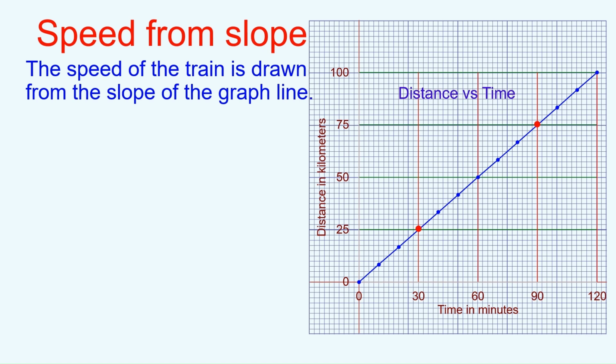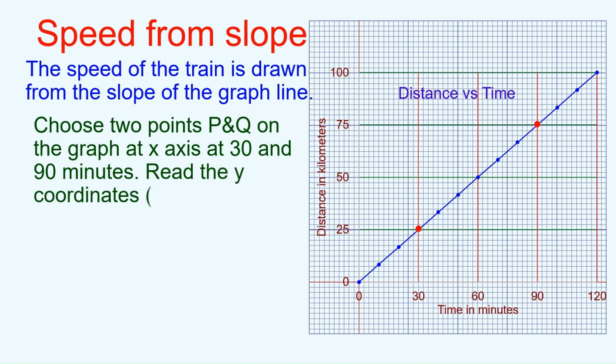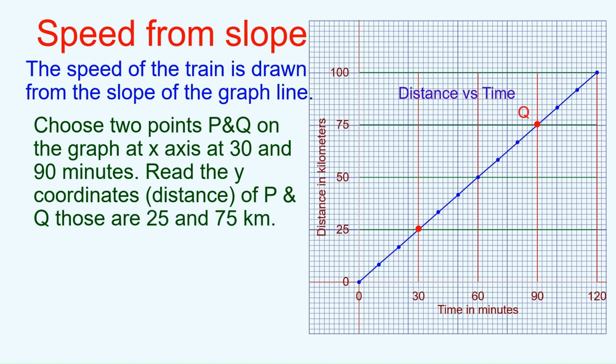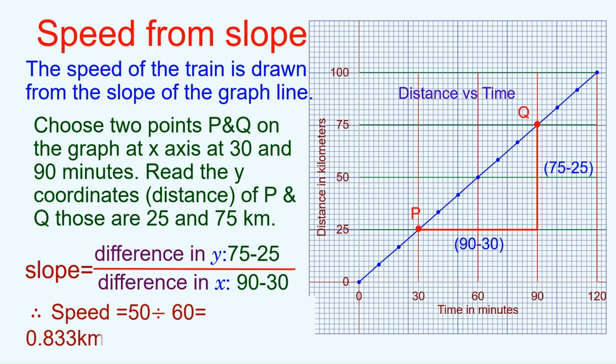Speed from the slope. Choose 2 points P and Q on the graph on the x-axis at 30 and 90 minutes. Read the y-coordinates, the distance, of P and Q. Those are 25 and 75 kilometers. Slope equals difference in y, that is 75 minus 25, divided by difference in x, that is 90 minus 30. Speed equals 50 divided by 60 equals 0.833 kilometers per minute, or 50 kilometers per hour.